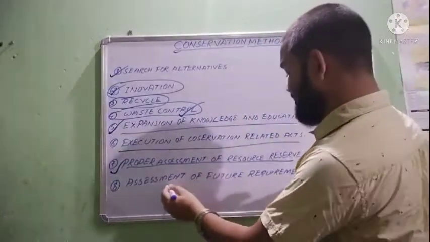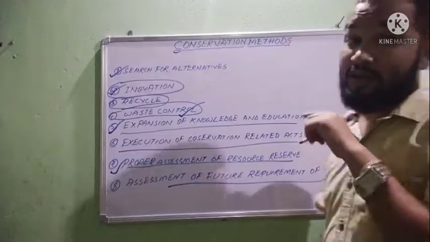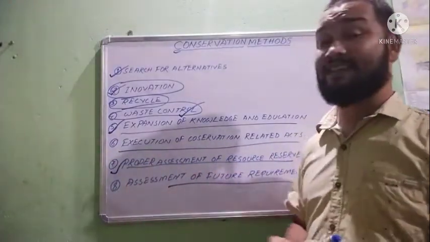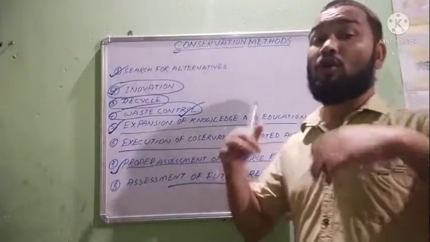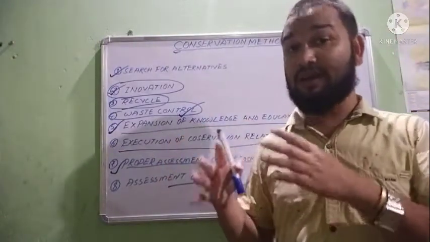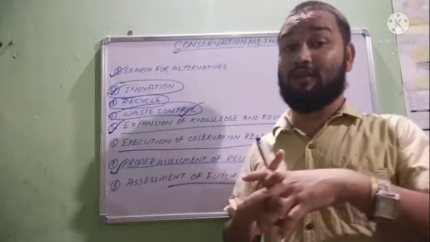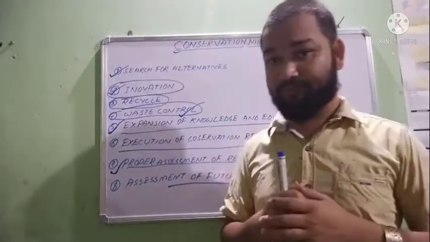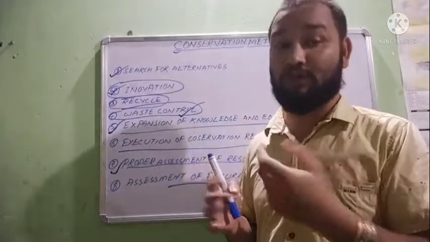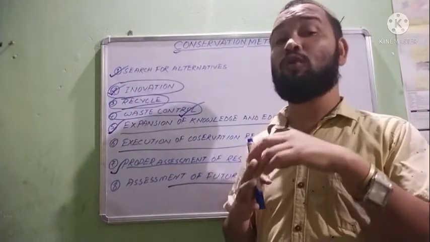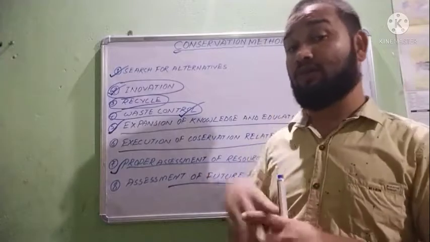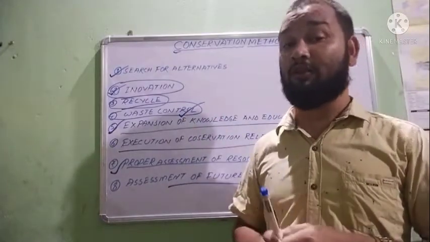Okay, next, see, assessment of future requirements of resources. It is related to point number 7. We have to assess the present, how much amount is present in the earth, as well as we have to assess how much we need for the future. We have 100 rupees, but tomorrow we need 1000 rupees. So we have to assess how many requirements there are in the near future. This one is also very important for the development of human beings.